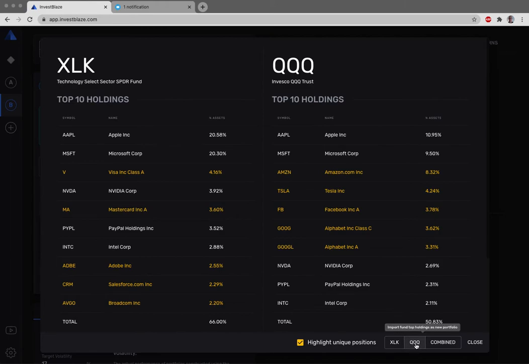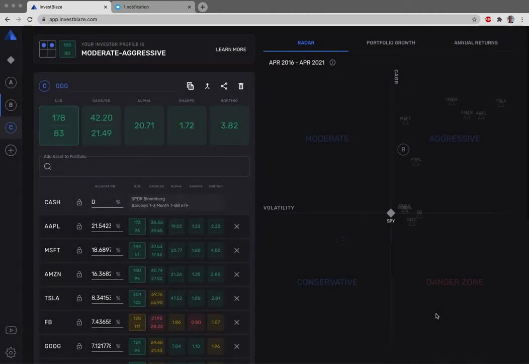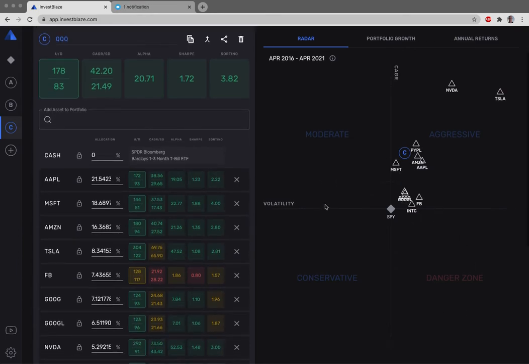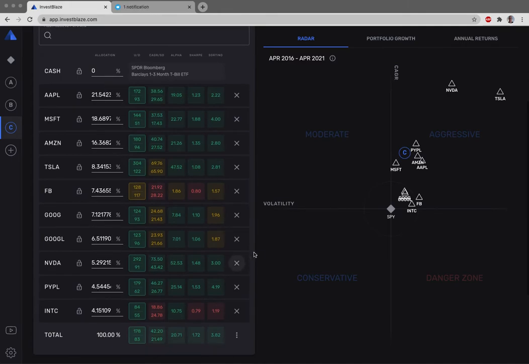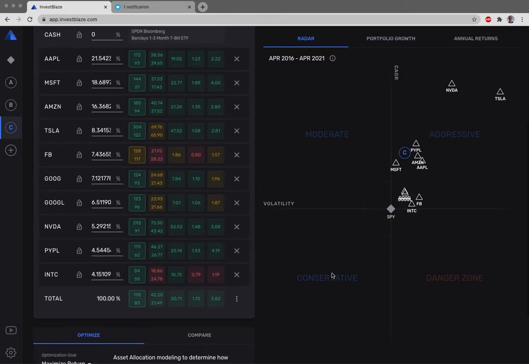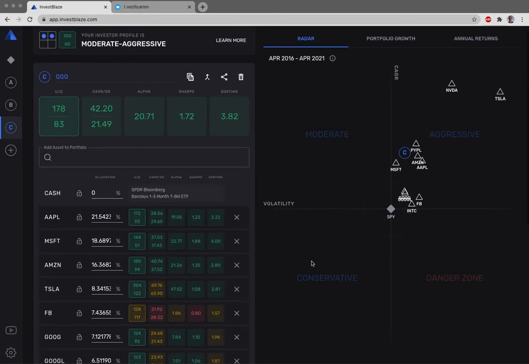For the sake of the example, I'm going to import the QQQ. So I just come down here and click on that. And if you remember right, the top 10 holdings represent about 50% of the fund. What this does is it reallocates it to be as if it were 100%, so you can see what the percentages literally would be as opposed to just when they're the top 10. So when you see this portfolio, you can see it's a 178 over 83 for the top 10. That's a pretty nice portfolio to have.